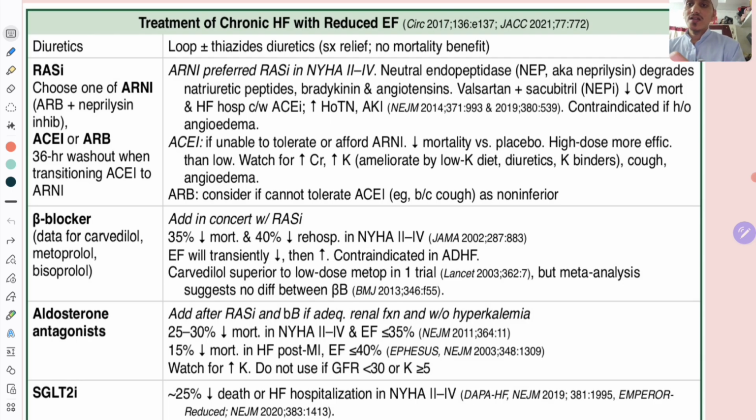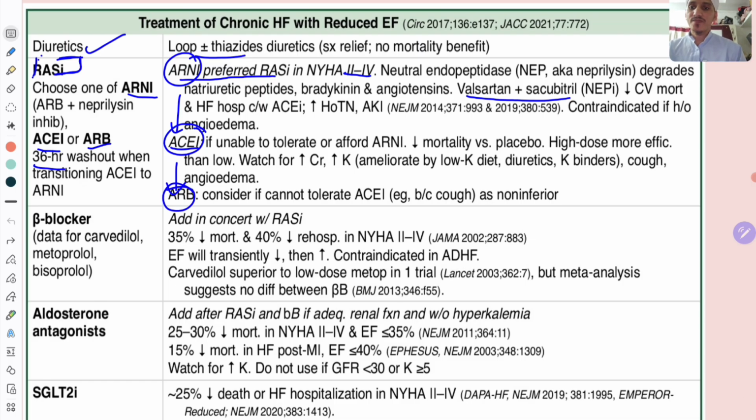Okay, diuretics you should use loop plus thiazide if there are symptoms. So RAS inhibitor, choose either ARNI or ACE inhibitor or ARB. 36 hour washout period should be there. ARNI is the preferred RAS inhibitor in stage 2 to 4. Okay, valsartan sacubitril. Okay, ACE inhibitor, so first you should choose ARNI. If this is not possible, you should go to ACE inhibitor. If this is not possible, you should go to ARB. That is the order in choosing RAS inhibitors. ARNI not possible, ACE not possible, ARB.